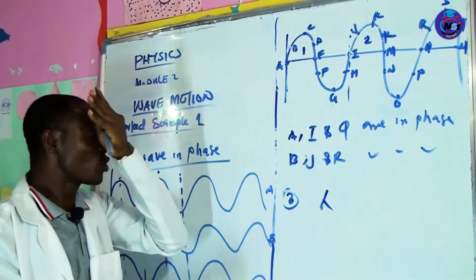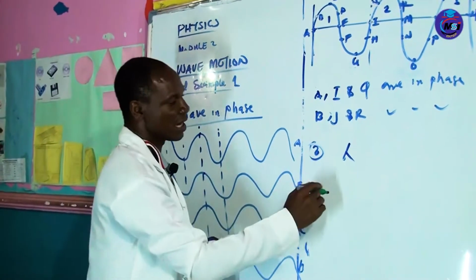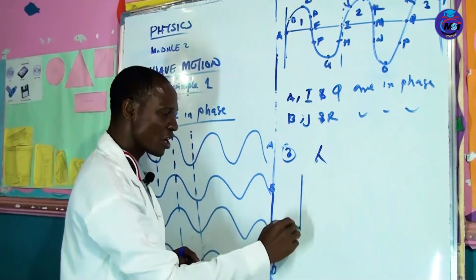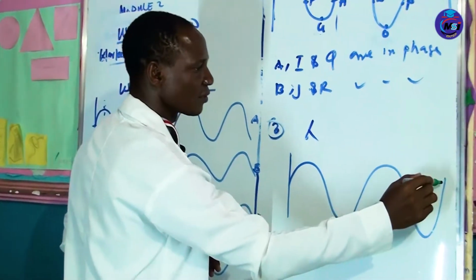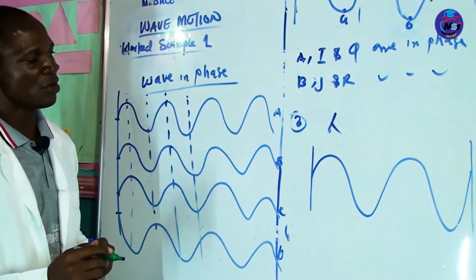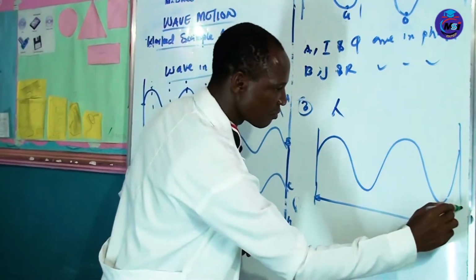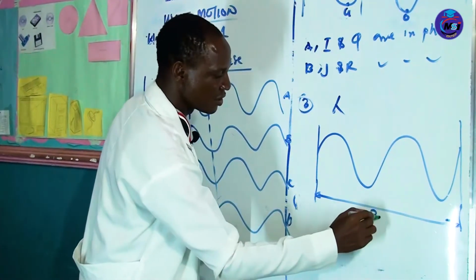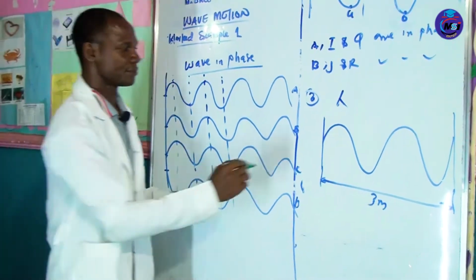So then the little calculation we can get in this is like this. You can be given a wave like this, from this point to this point. You give me a wave like that. Sometimes you can be given the distance from here to here and say it's 3 meters. Then you are asked to calculate the wavelength.